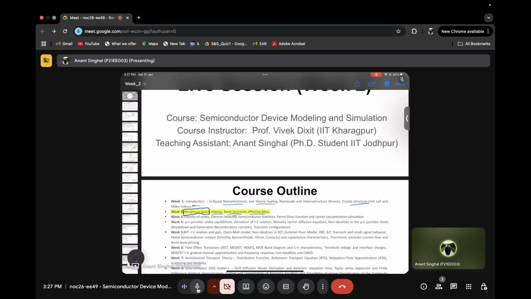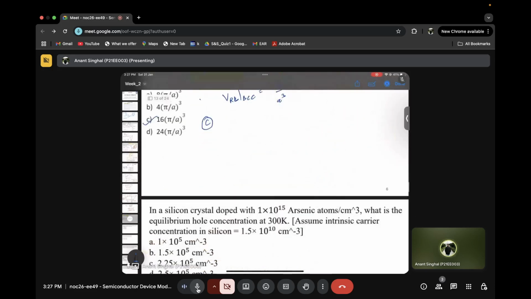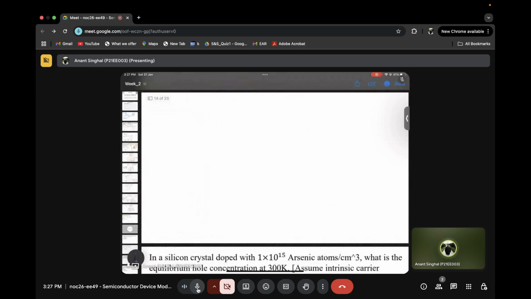Now we'll see some of the concepts related to doping, band structure, and effective mass. In continuation, we need to understand how the band structure comes into the picture, and then the doping part. Let me try to explain how the energy bands come into the picture. This is very basic stuff from class plus one, plus two.